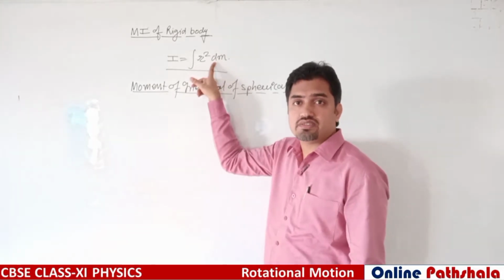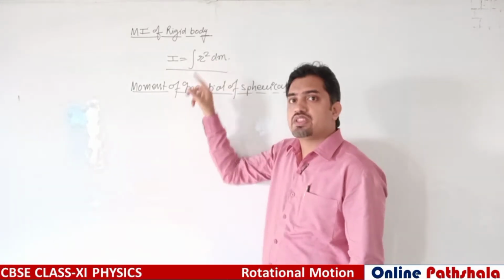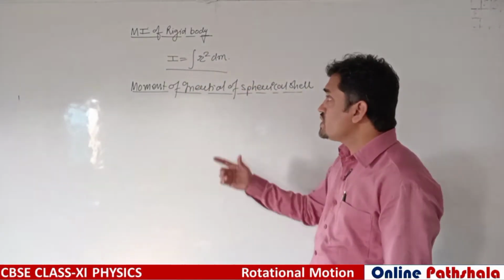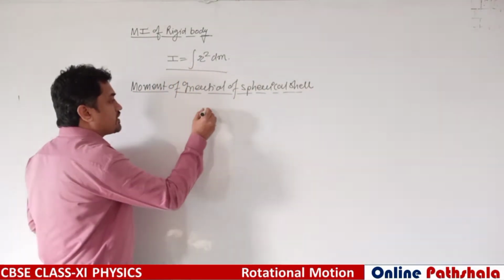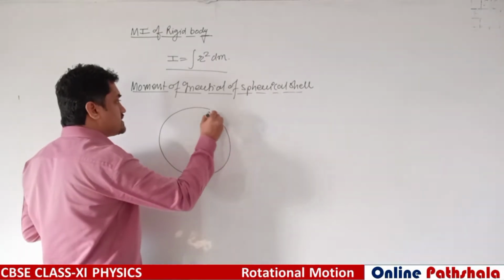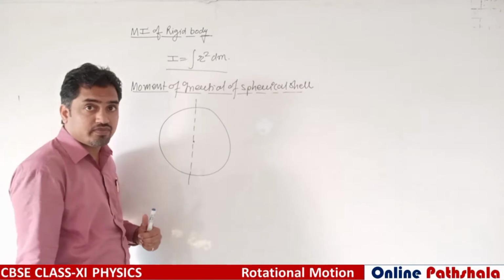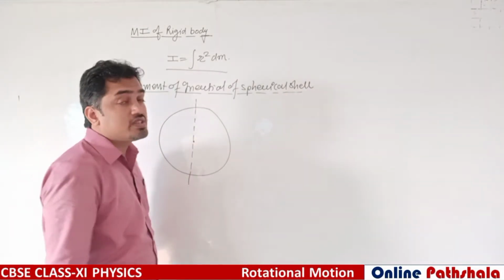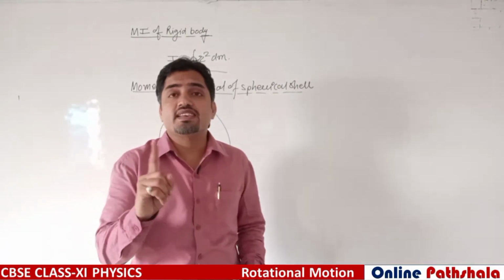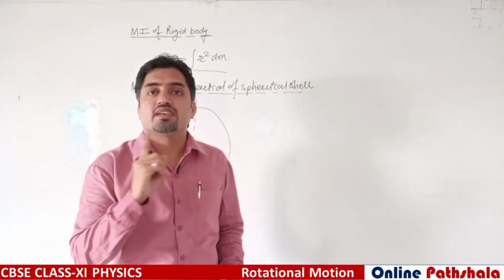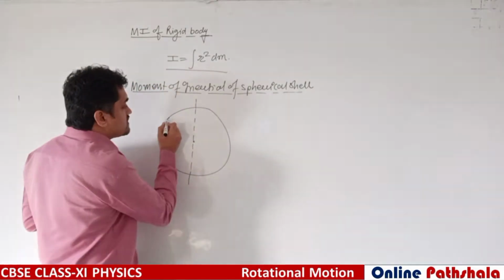We have to do integration. Okay. Integration of r square with respect to m over the volume. Okay. So, moment of inertia of a spherical shell, not disc, about an axis passing through the center. Okay. About any axis passing through the center. So, what we have to do? In this case, we have to consider some spherical rings over the spherical shell.